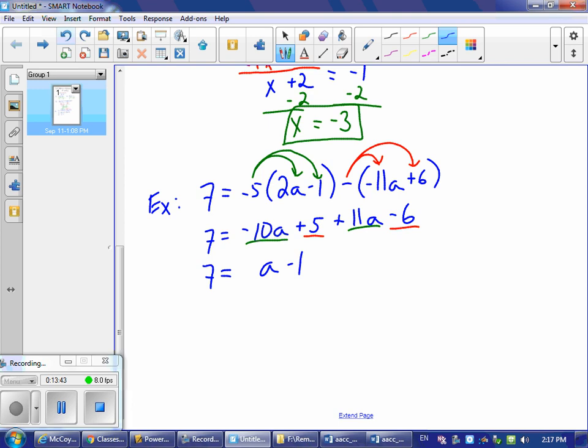Now I can solve for a by, again, balancing the equation. I need to get rid of that minus 1, so I am going to add 1 to both sides of the equation. And finally, we get 7 plus 1 on the left, which is 8. A minus 1 plus 1 is a. So we get that a equals 8. And again, if you plug the 8 back into the a's in the original equation, you should get a true statement.